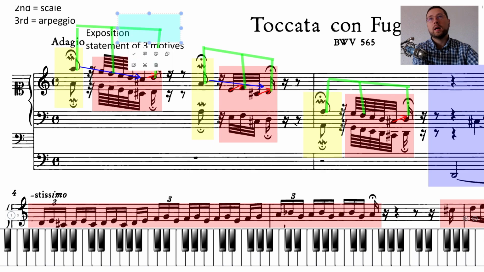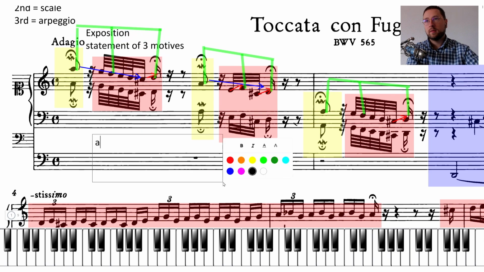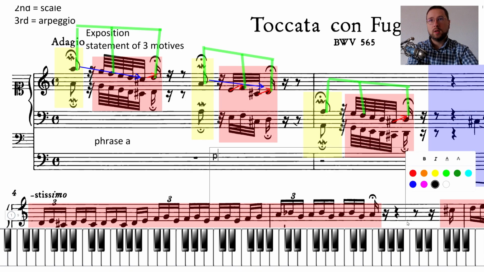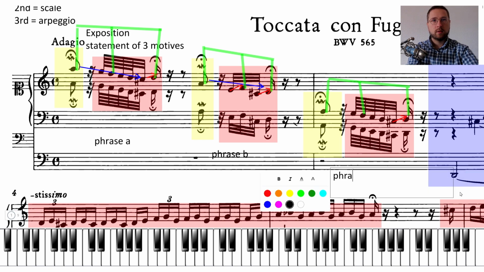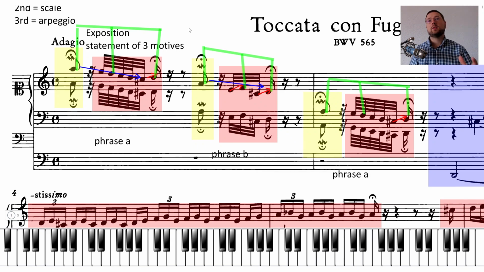So you clearly have the A motif, or phrase A. We have a phrase B, which is a variation. And then we go back to the first original phrase A. Right here, phrase A again. And that kind of creates this ABA ternary form, which gives a lot of logic.